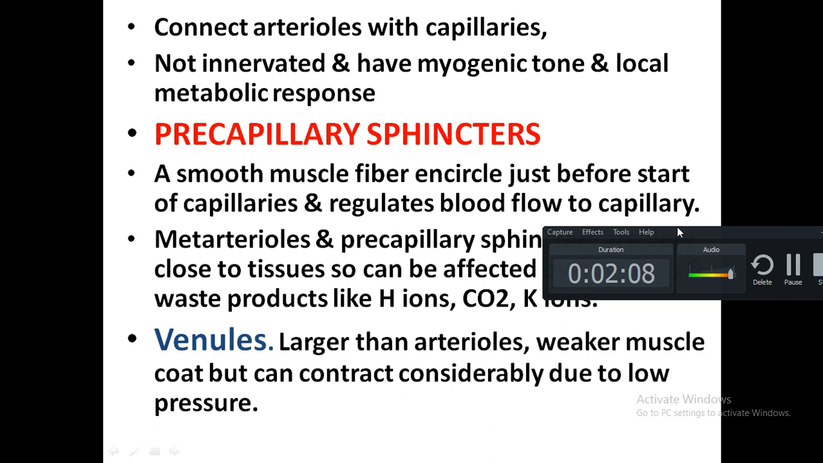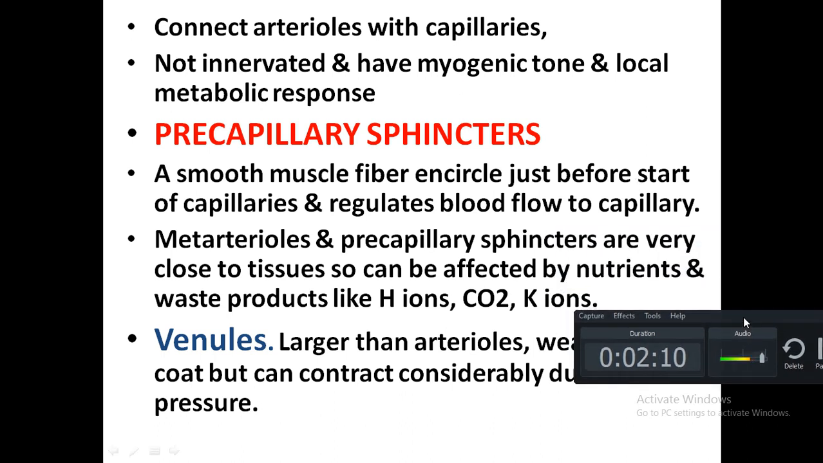The third portion of this microcirculation is the precapillary sphincters. These are present at the end of the metarterioles, and here a smooth muscle fiber encircles just before the start of the capillaries, and this precapillary sphincter regulates the blood flow to that particular capillary.